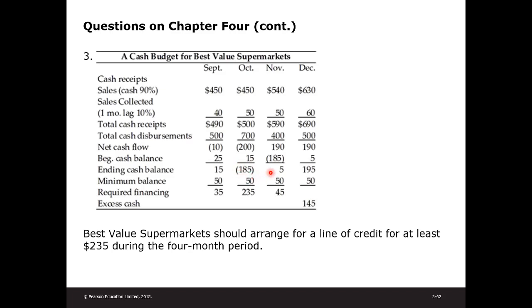Then in the next month we will take the ending balance of the previous month, which is 185, and then we add these two numbers. In this case, this is a negative number, so it will be a subtraction, so the remaining will be $5 only. Then at December, we will take the ending balance of November and add net cash flow plus beginning cash balance to calculate the ending cash balance of 195.